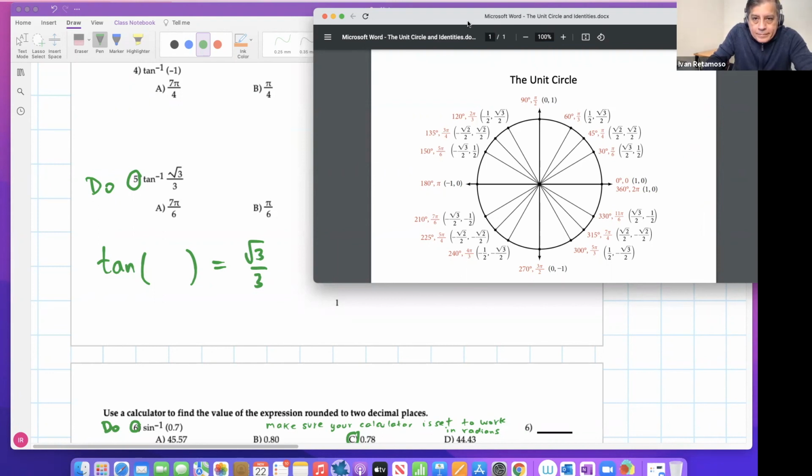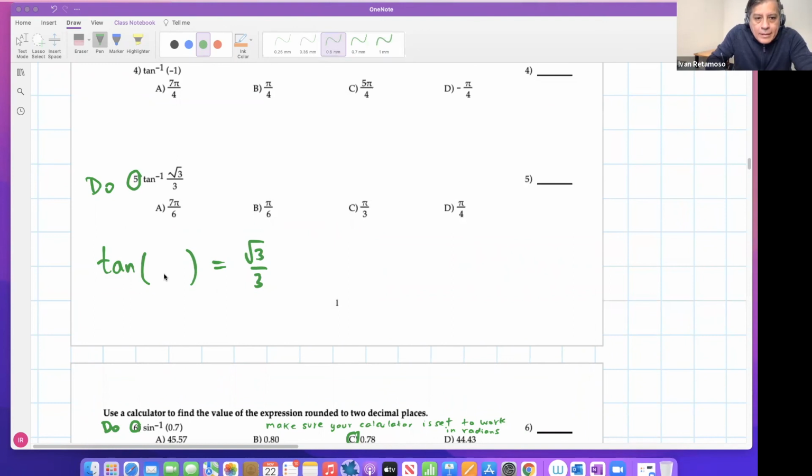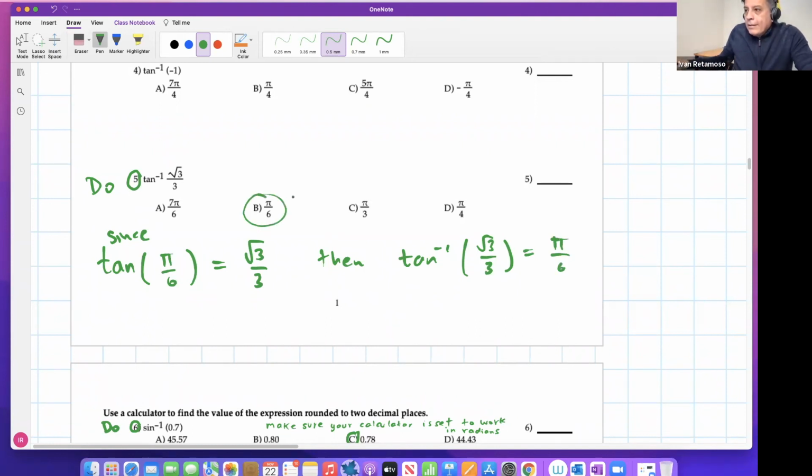All right, so therefore pi over 6, right? So pi over 6 here. Then the answer should be tangent inverse of square root of 3 over 3 equals pi over 6. Very good. All right, now can you try some stuff with a calculator and then we will move to composition.